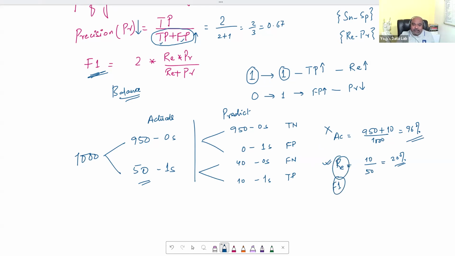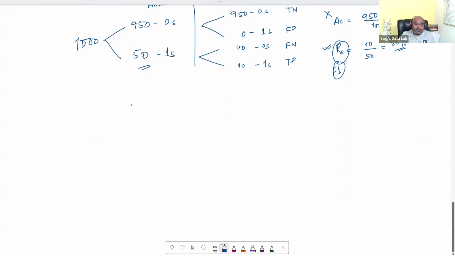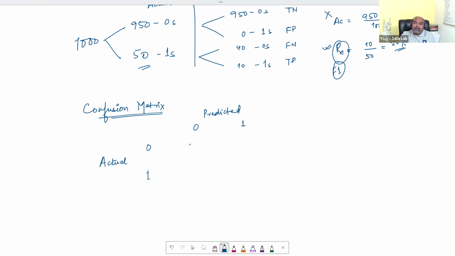Now, there's another concept which is known as the confusion matrix. I've seen many people get confused in this confusion matrix, but this is one of the simplest things that you can look at. It is nothing but a cross table between the actual and the predicted. When I talk about actual, there are two things, 0 and 1, and in predicted, I can have 0 and 1. So in a cross table, it gives the number of rows.